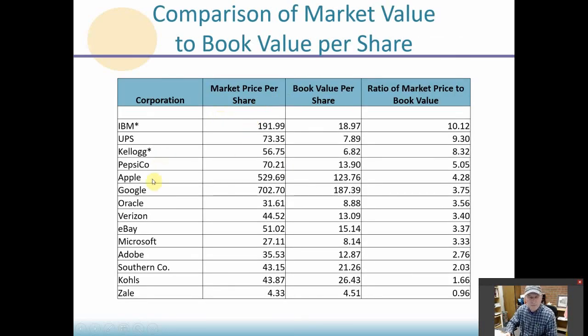Here we go. Well, Apple was on here. Market price per share was $530, and the book value per share. If you looked this up now, I would bet that it's even bigger. Google's probably even bigger. Or the difference is probably even bigger than what it was then. Book value doesn't change a lot.